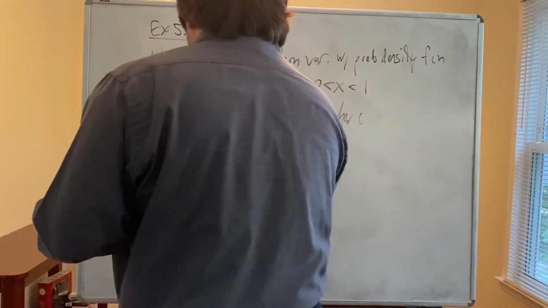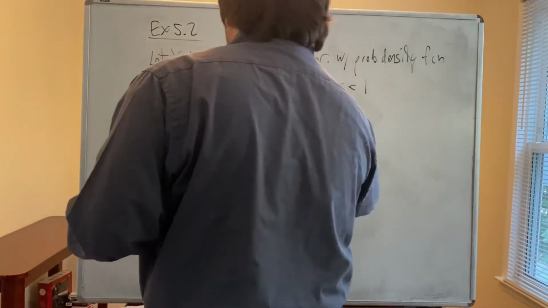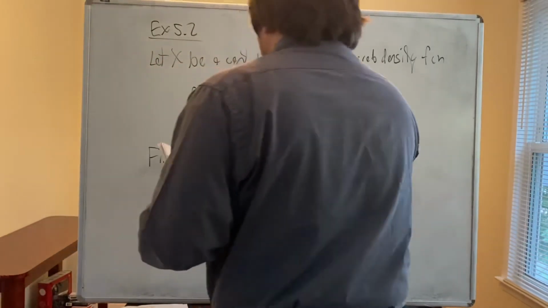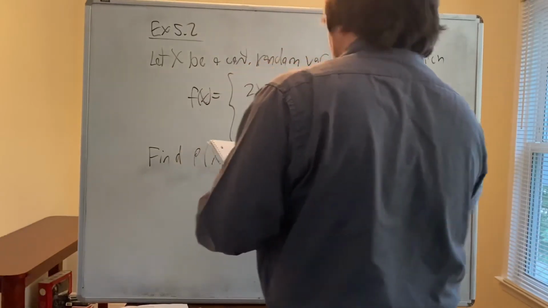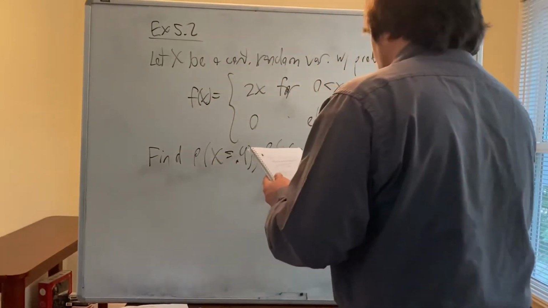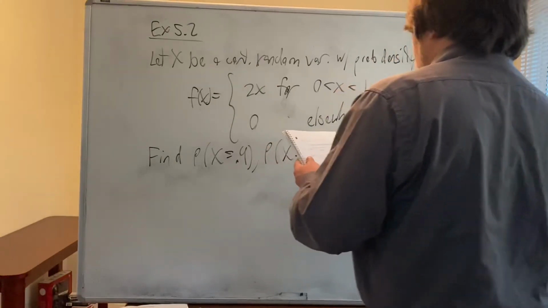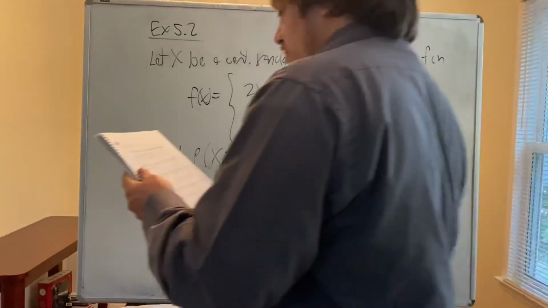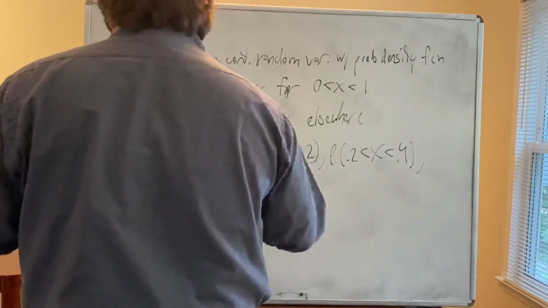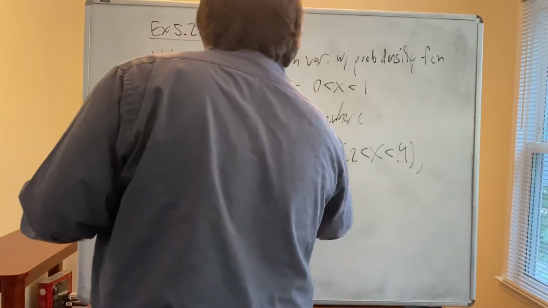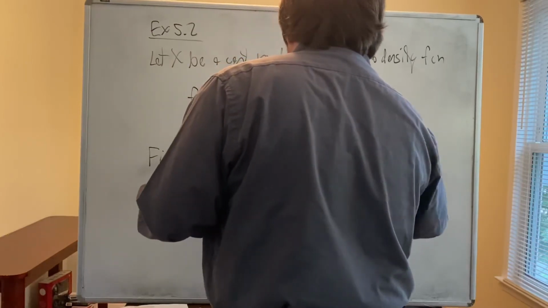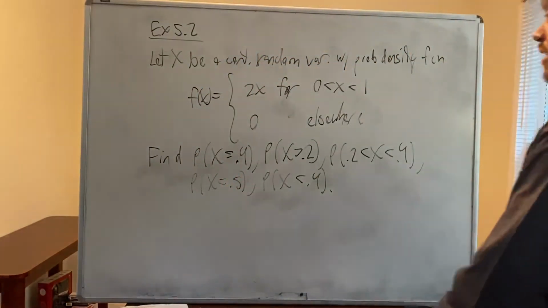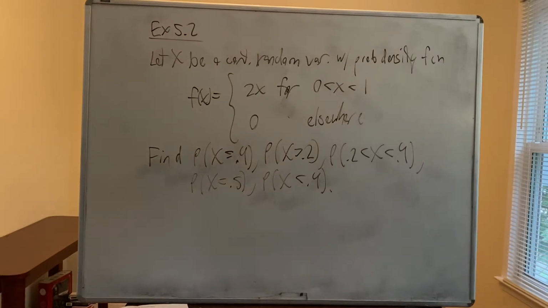So find the probability that capital X is at most 0.4. The probability that x is greater than 0.2. The probability that 0.2 is less than x less than 0.4. The probability of x equals 0.5. The probability x is less than 4. Okay, so let's find these five probabilities. For example, part one.